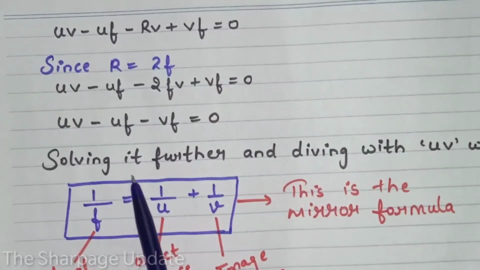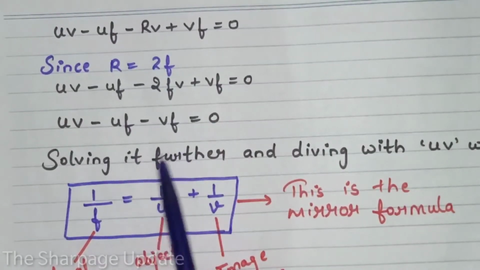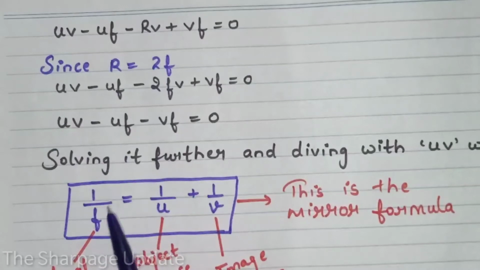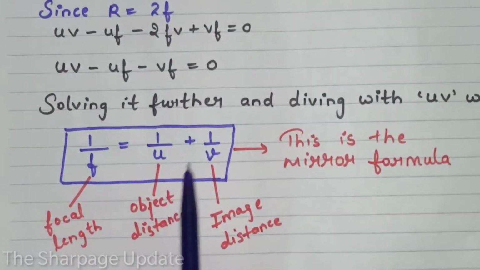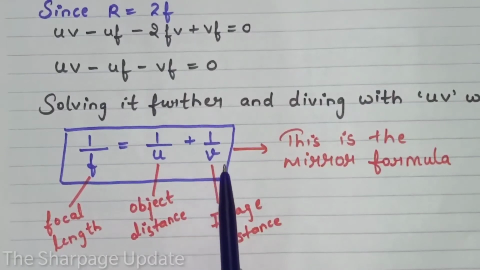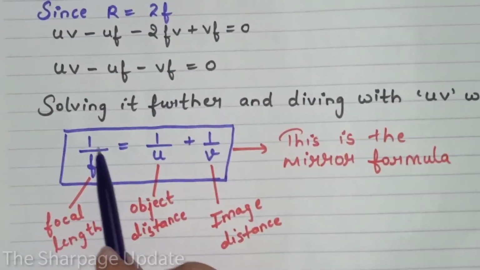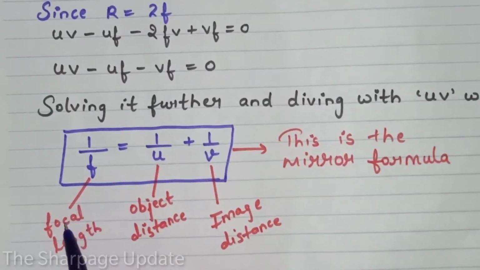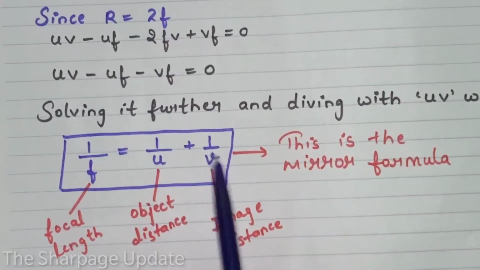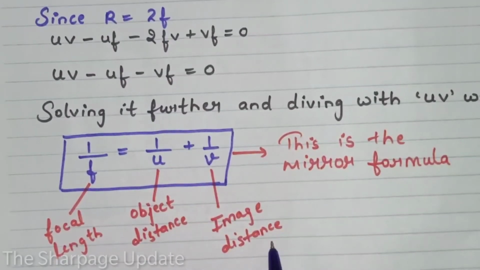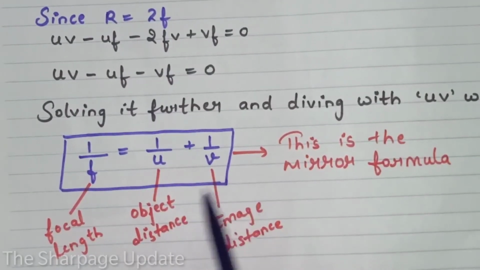Now by solving it further and dividing by uv, we get 1 upon f is equal to 1 upon u plus 1 upon v. So this is the mirror formula. Students, here f represents the focal length, u represents the object distance, and v represents the image distance. This is the mirror formula.